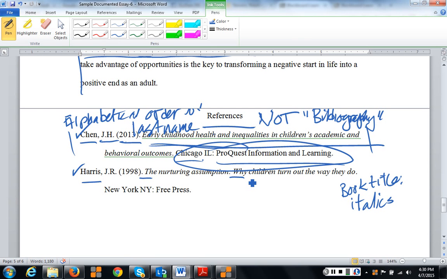Finally, format. Note that it is double-spaced. There is no extra space between the items. We've got Chen here, we've got Harris here. There's no extra space between them. Everything is double-spaced. What separates Chen and Harris is hanging indentation. Okay? Hanging indent. The first line is at the margin. Everything else is indented. That's what hanging indentation is.